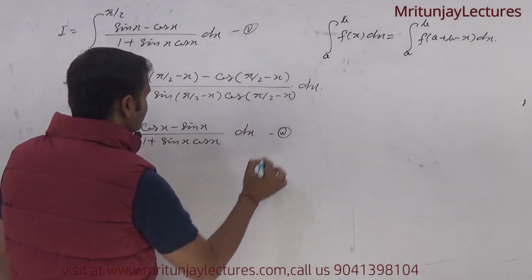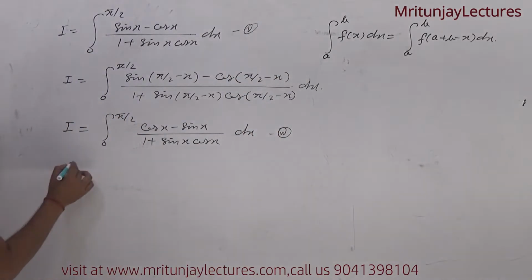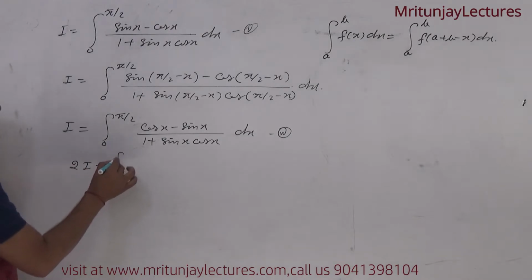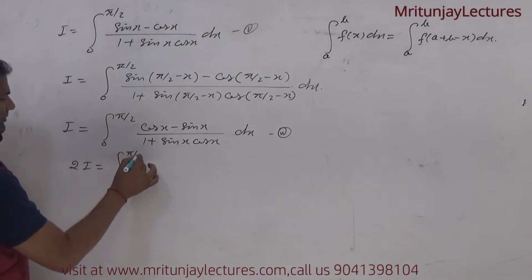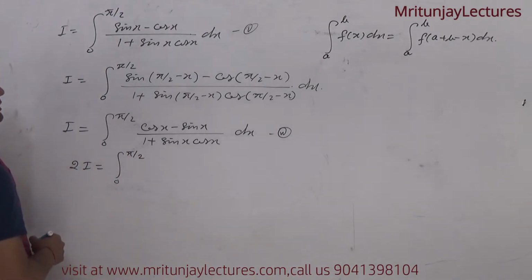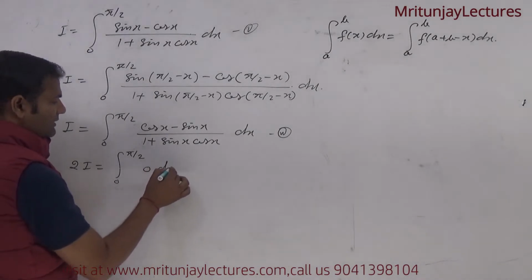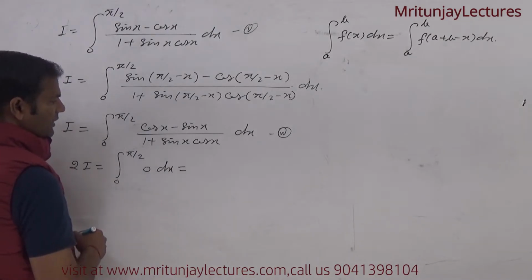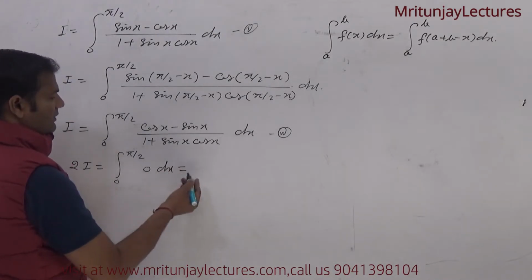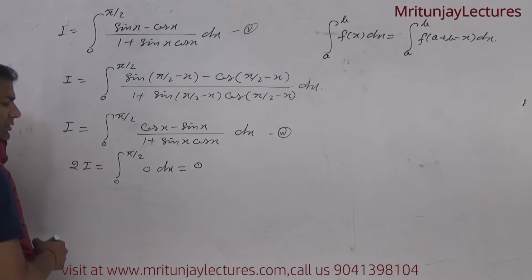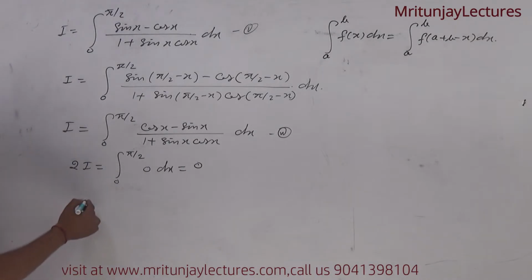This is 1 and this is equation number 2. From 1 and 2, 2I will be equal to the integral from 0 to pi by 2 of, if both are added, 0 into dx. So you can say that is 0. So 2I will be equal to 0. So what about I? I is 0.